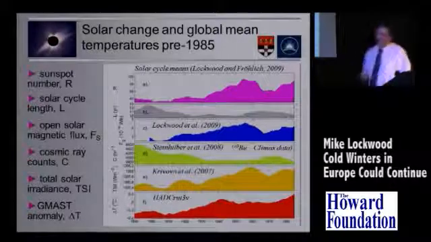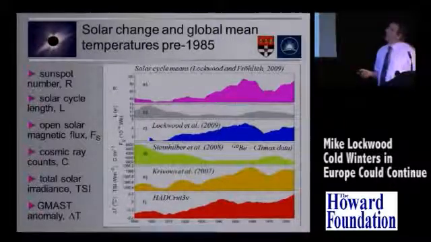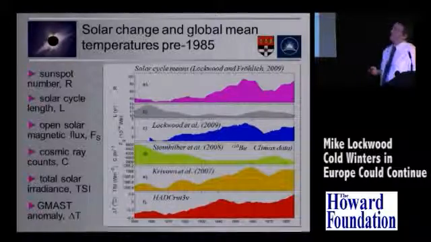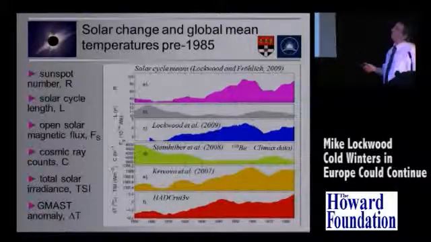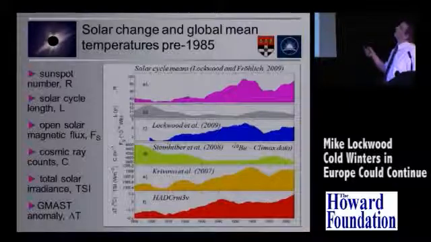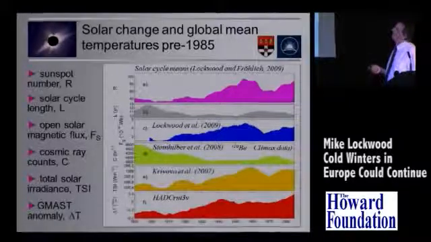And I've taken the plot deliberately up to 1985. These are smooth plots: the solar cycle averages of all the parameters. So this is the sunspot number, and it rose over the last century. It wiggled around a bit after that.